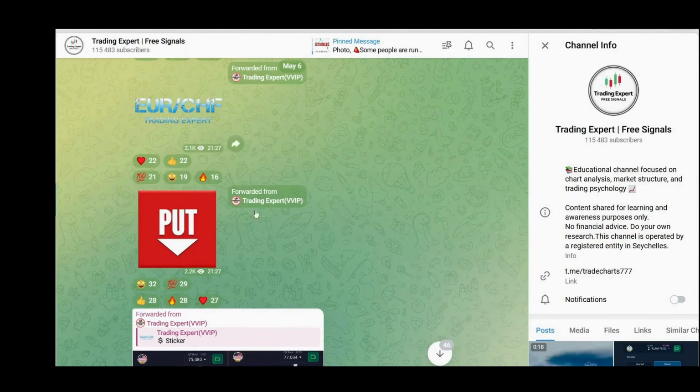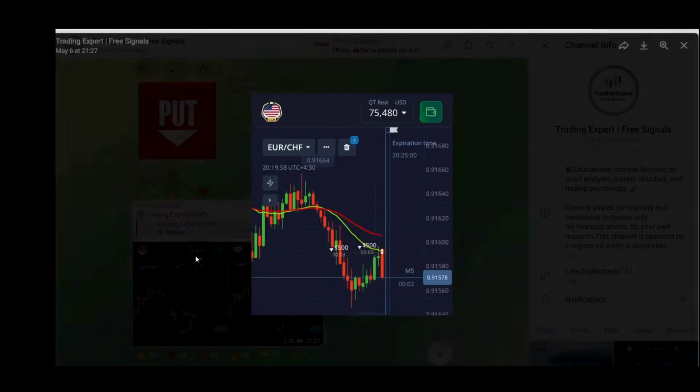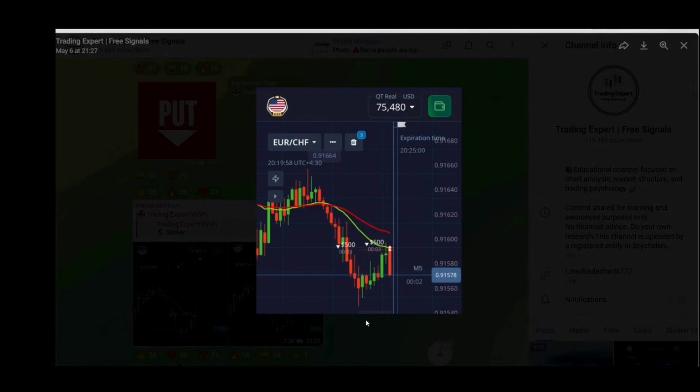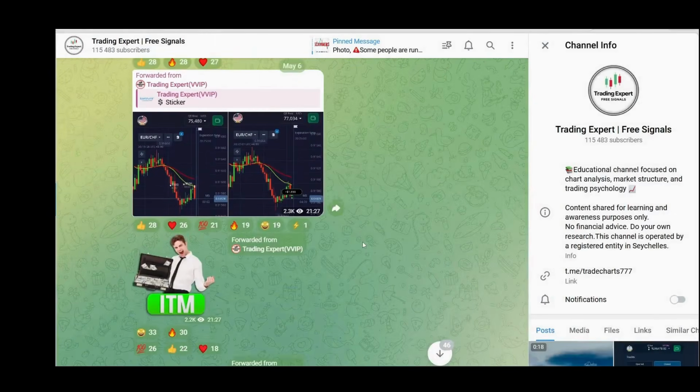Now moving on to the next trade, which we provided on EURCHF for the downside move in the VIP group. You can see a strong downtrend, and the moving average was here. You can also see that the previous candle was taking rejection from the moving average. That is why we provided a signal for the downside move, and this was also a clean win.